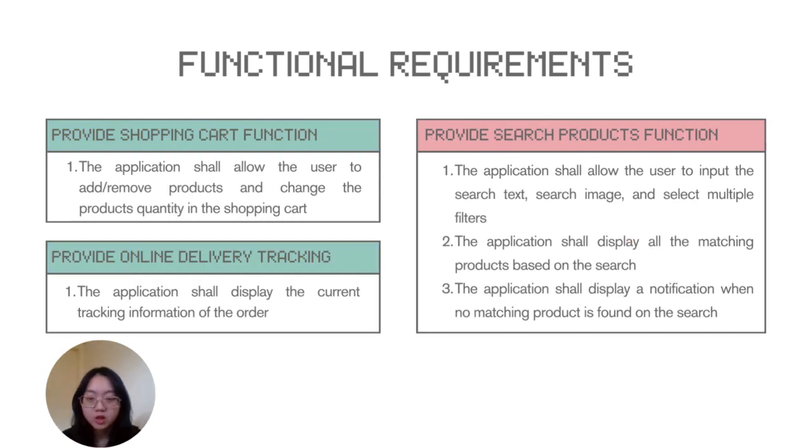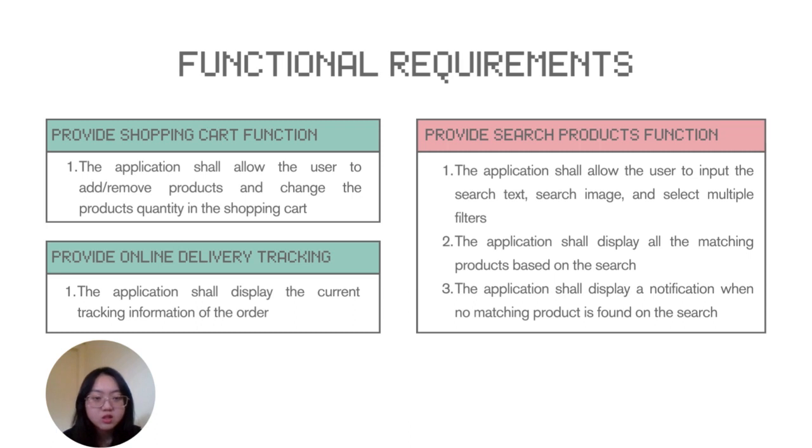Next, provide shopping cart function. The application shall allow the user to add the products or remove it from the shopping cart and then change the product's quantity in the shopping cart. And then provide online delivery tracking. The application shall display the current tracking information of the order.